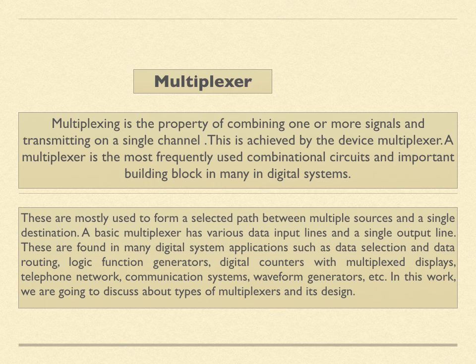A basic multiplexer has various data inputs and a single output line. These are found in many digital system applications such as data selection, data routing, logic function generators, digital counters with multiplex displays, telephone network, communication systems, waveform generators, etc. In this work, we are going to discuss types of multiplexers and their design. Next slide.